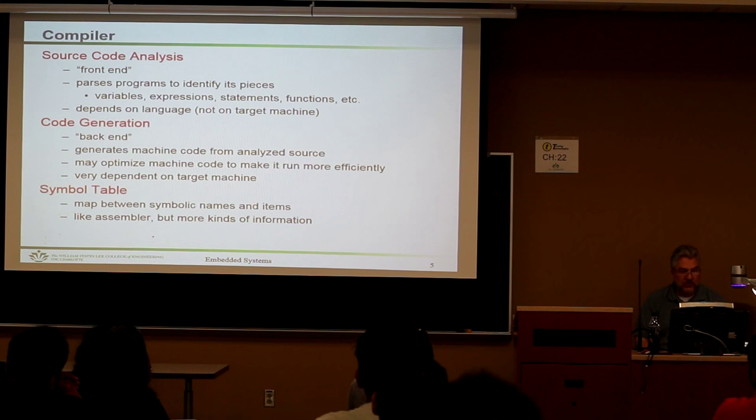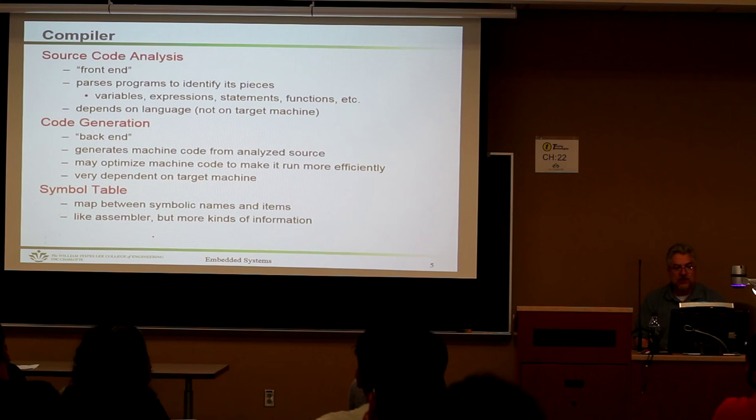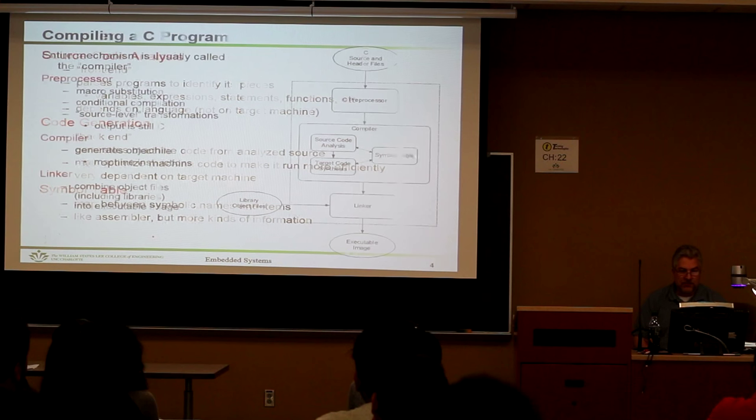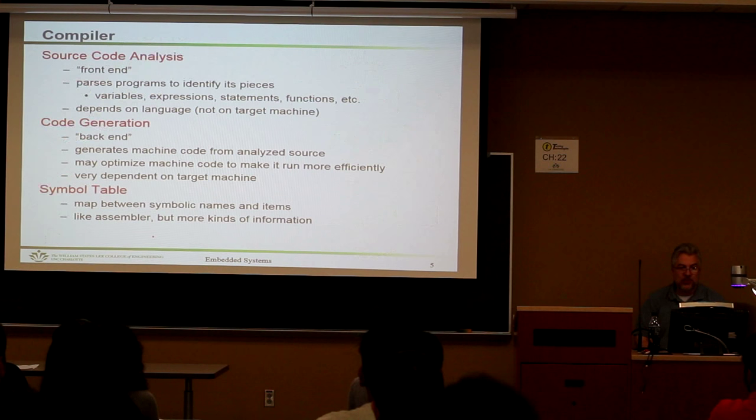So the compiler, as we mentioned, the source code analysis in the preprocessor is the front end. It's actually going to parse the program to make sure that its pieces are correctly identified, the variables in the right place, expressions in the right place, etc. Things like semicolons at the end. Then the code generation, which is in the compiler part, is our back end. So it'll create machine-level code from the analyzed source, and you may add an optimization to it. An optimization example is perhaps you have a relatively constrained system when it comes to memory.